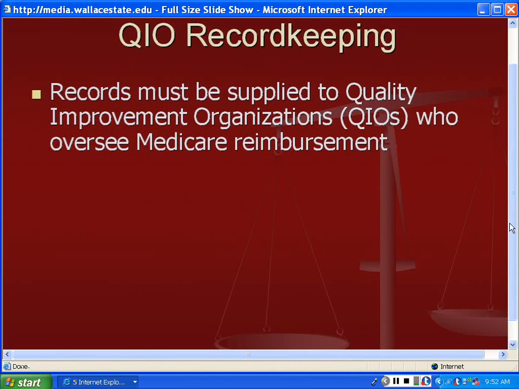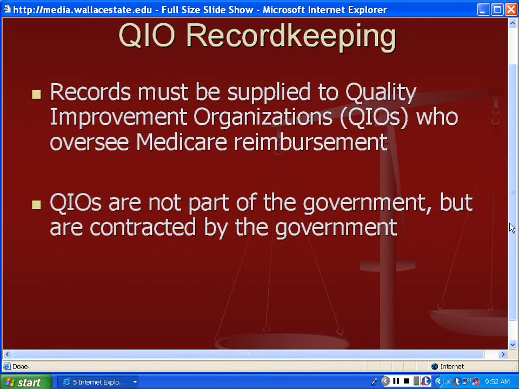The QIOs are not part of the federal government, but they're organizations or companies contracted by the government to oversee the reimbursement, to make sure that the reimbursement is proper, that the Medicare patients are actually receiving quality care, and that the government is not reimbursing too little or too much for the care given.